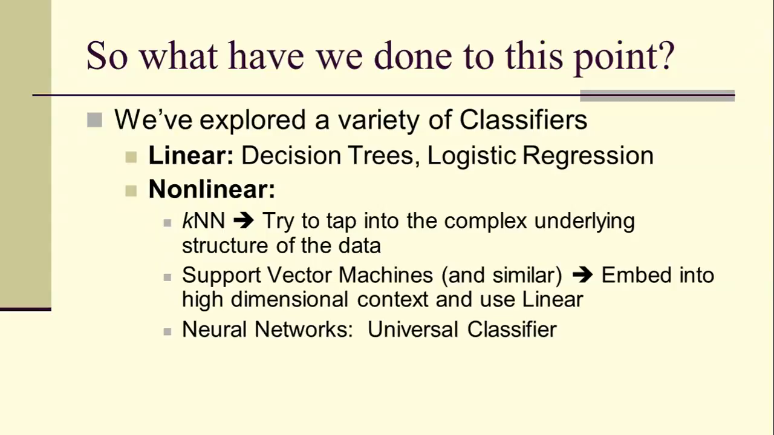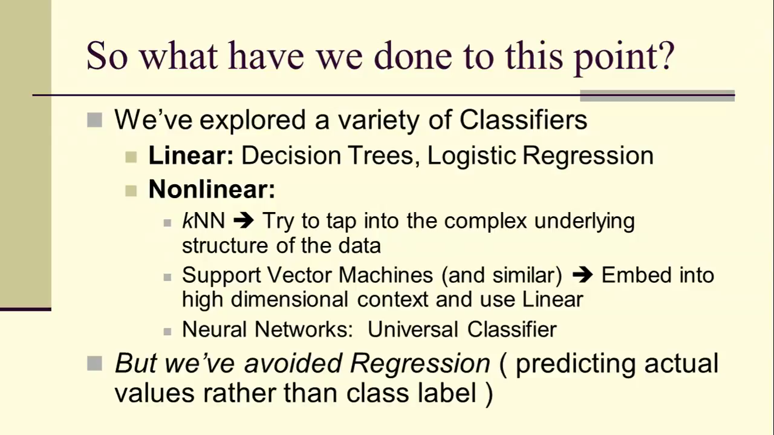We've explored a variety of classifiers: linear classifiers, decision trees, logistic regression, and some nonlinear classifiers: k-nearest neighbors, which tries to tap into the underlying structure of the data; support vector machines, which use high-dimensional contexts and are linear classifiers, but in high-dimensional embedding contexts; and neural networks, which are universal classifiers. We've avoided regression. Regression is predicting actual values rather than class labels.